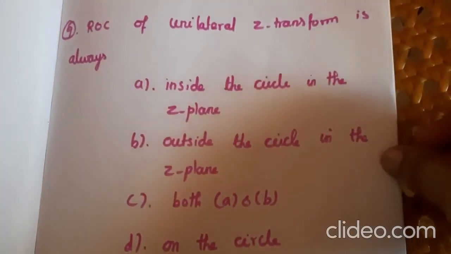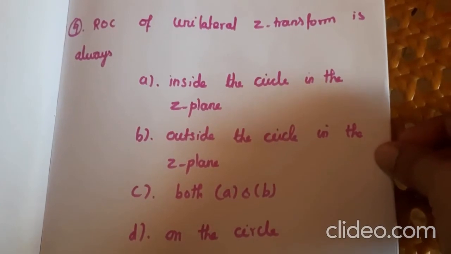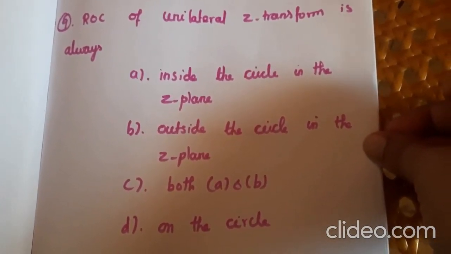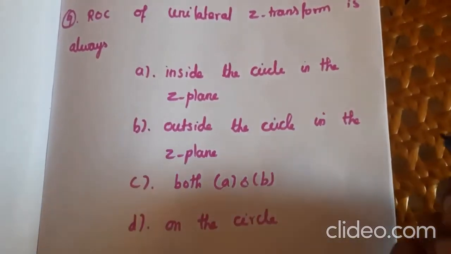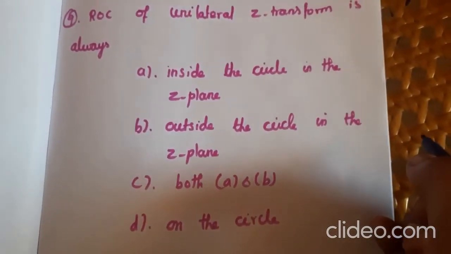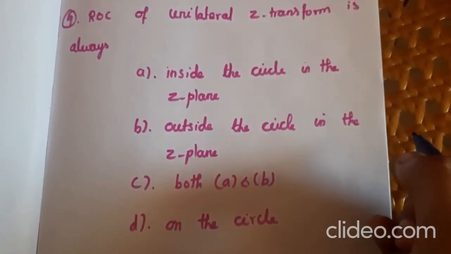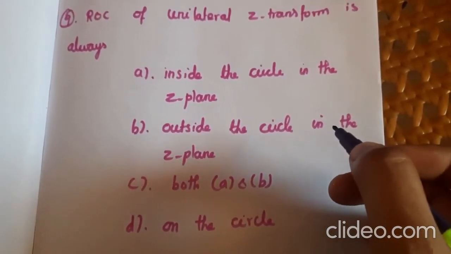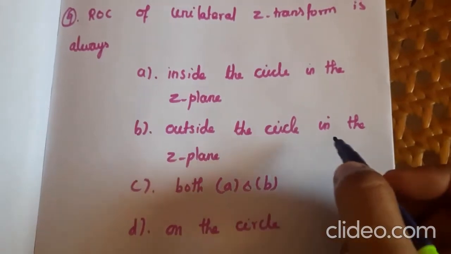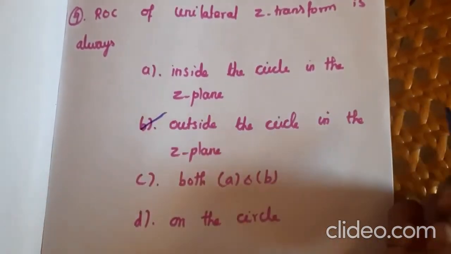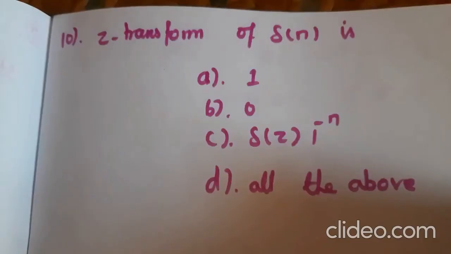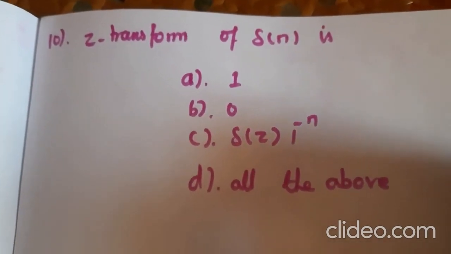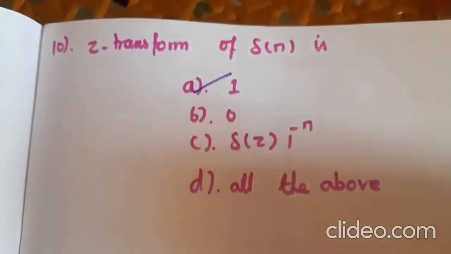Next question, the ROC of the unilateral Z transform is always, and for the unilateral Z transform, the ROC is always outside the circle in the Z plane, and it includes z equal to infinity. So here the answer is B, outside the circle in the Z plane. B is the answer. 10th question, Z transform of del of n is equal to 1. So here the answer is E.